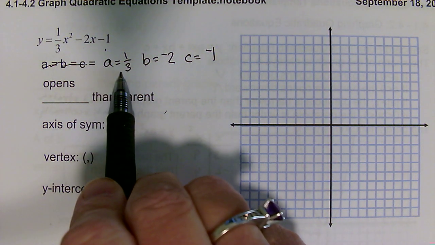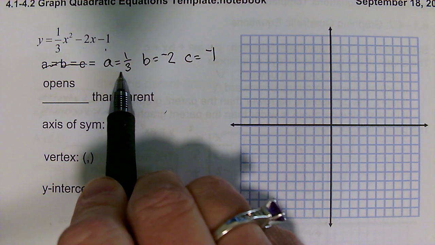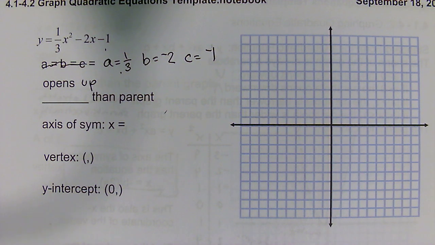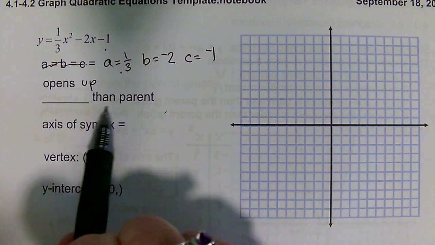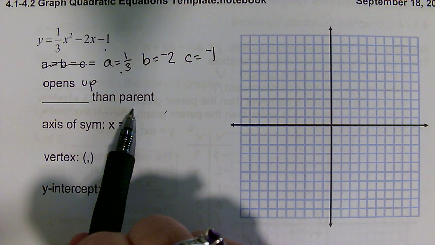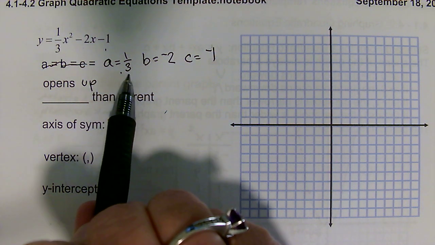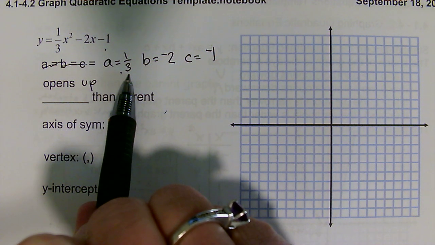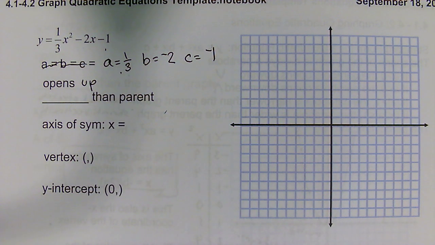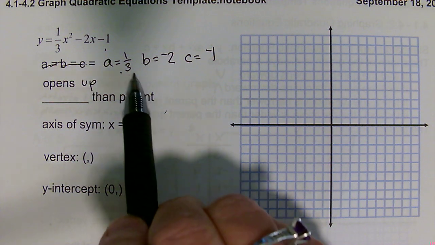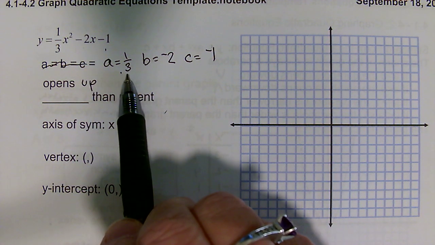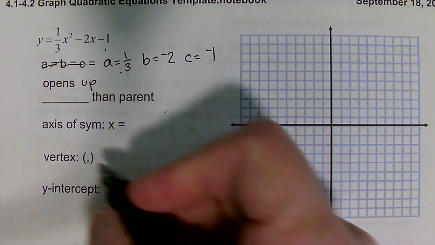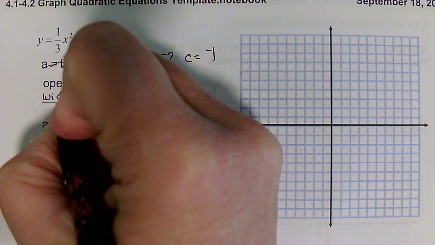Whether a is positive or negative tells you which way the parabola is going to open. When a is positive, the parabola is going to open up. If a was negative, it would open down. To tell whether the parabola is wider or narrower than the parent function, you look at the absolute value of a. If the absolute value of a is greater than 1, that means the parabola has been stretched vertically, so it will appear narrower than the parent function. But when the absolute value of a is between 0 and 1, that means that it's been shrunk vertically by 1/3, so it will appear wider than the parent function.